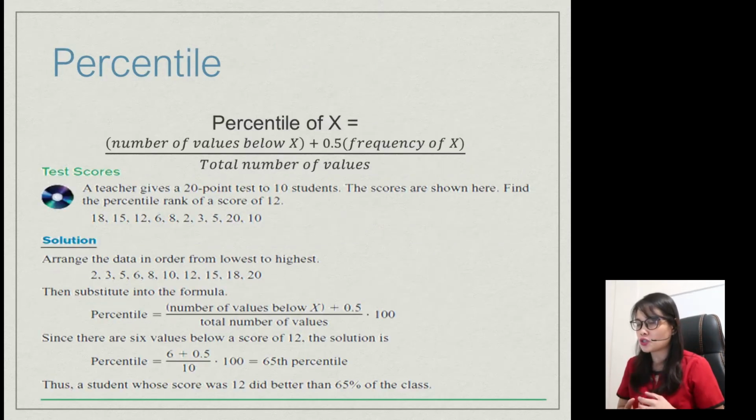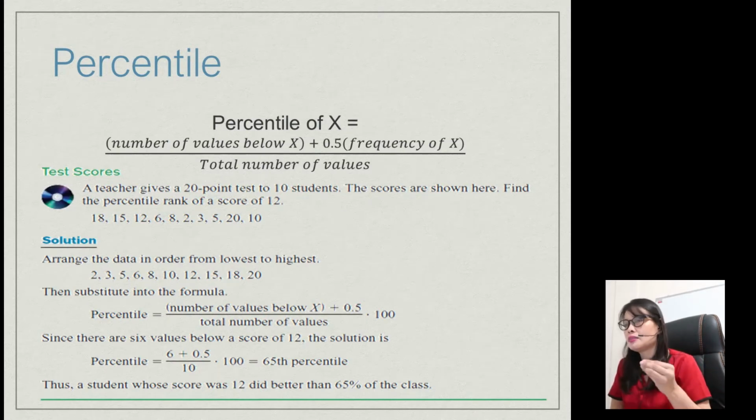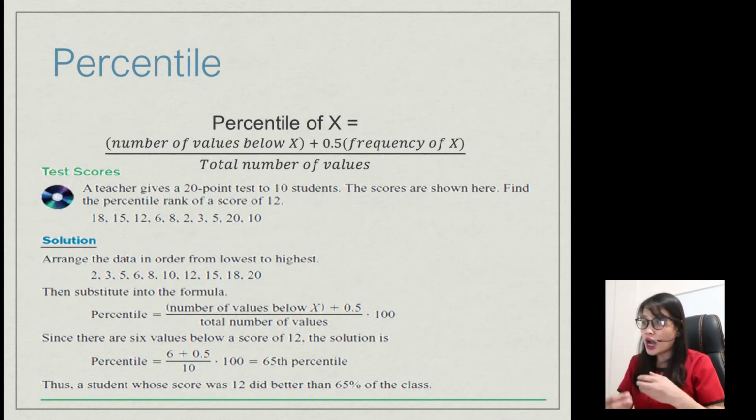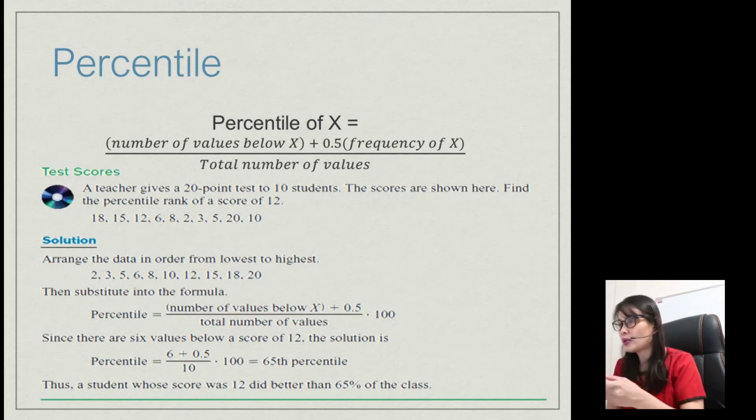So how do we solve for the percentile? Percentile rank is equal to the number of values below x plus 0.5, multiplied by the frequency of x, divided by the total number of values. If you want to determine the percentile rank of that particular value, you need to use that formula.